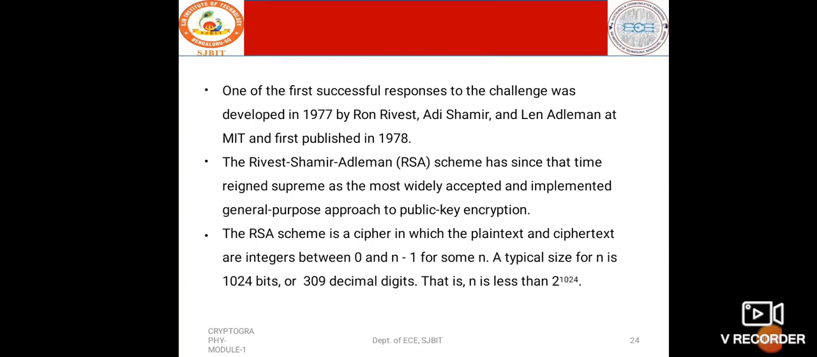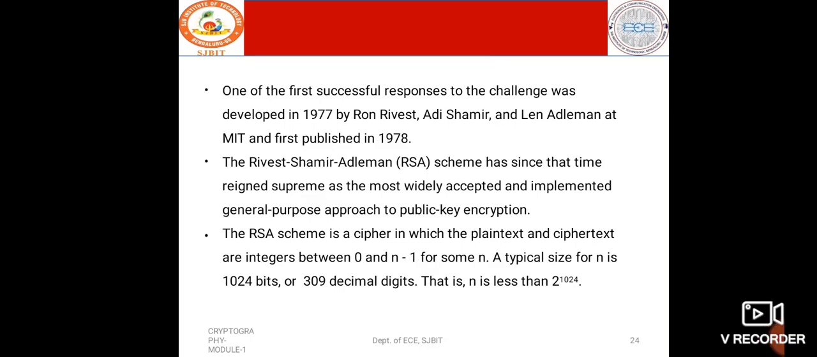One of the first successful responses to the challenge was developed in 1977 by Ron Rivest, Adi Shamir, and Len Adleman at MIT, and first published in 1978. So the Rivest, Shamir, Adleman scheme, known as RSA, has since that time reigned supreme as the most widely accepted and implemented general purpose approach to public key encryption.